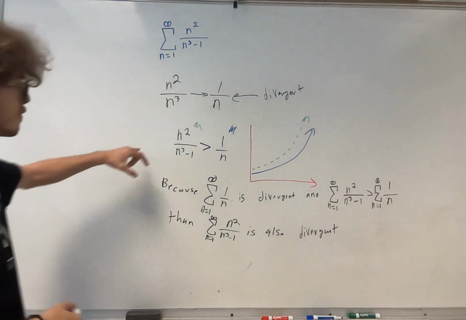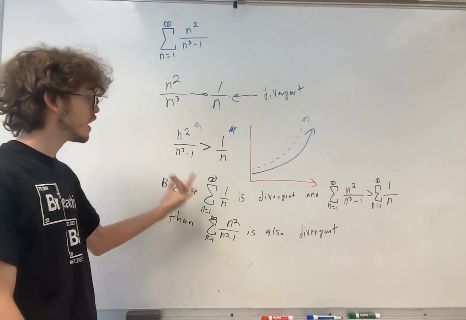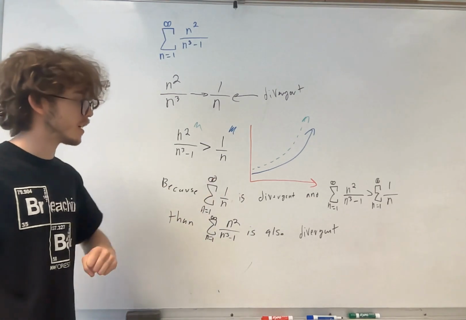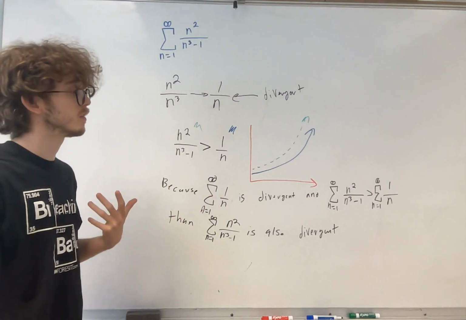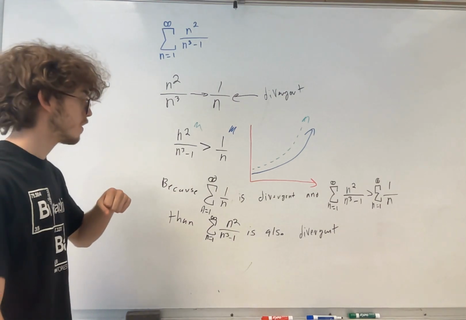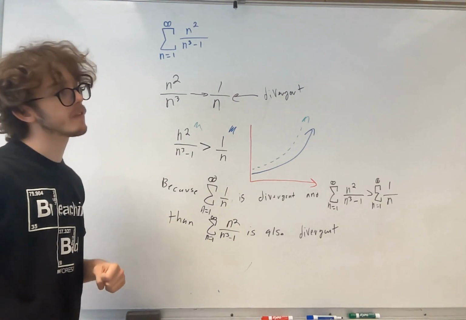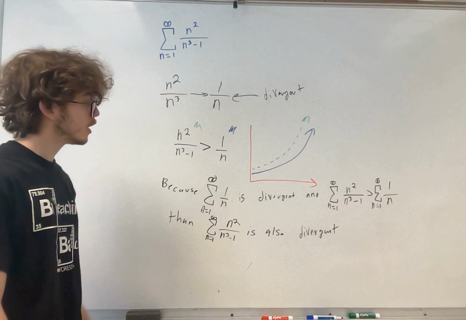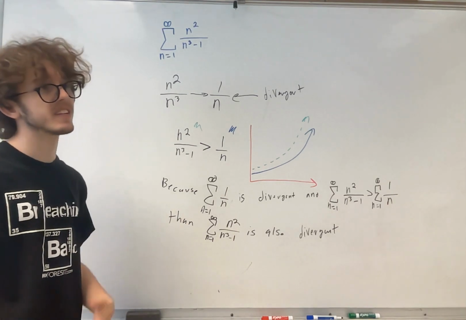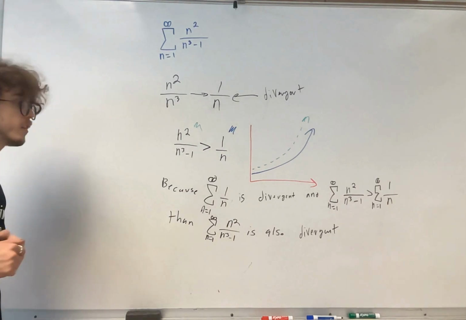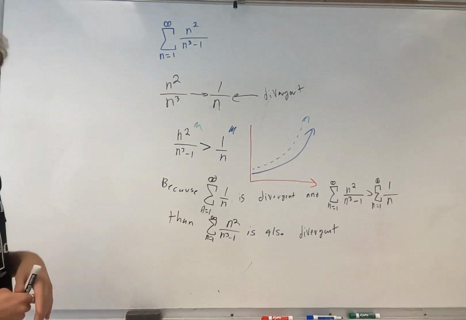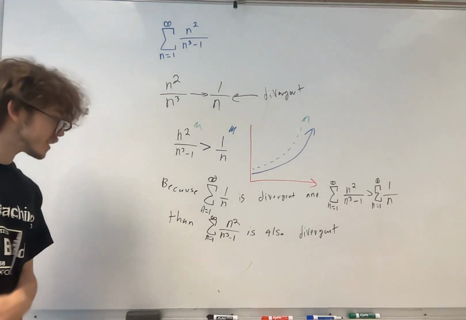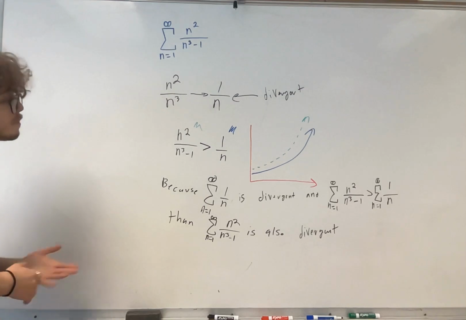So notice my logic here. We did this comparison test, and we said because this series is divergent, and we know that this series is greater, well then this series must also be divergent, using the logic we talked about. You'd probably want to give your answer like this, as a statement, saying, because of the comparison test, this is true.